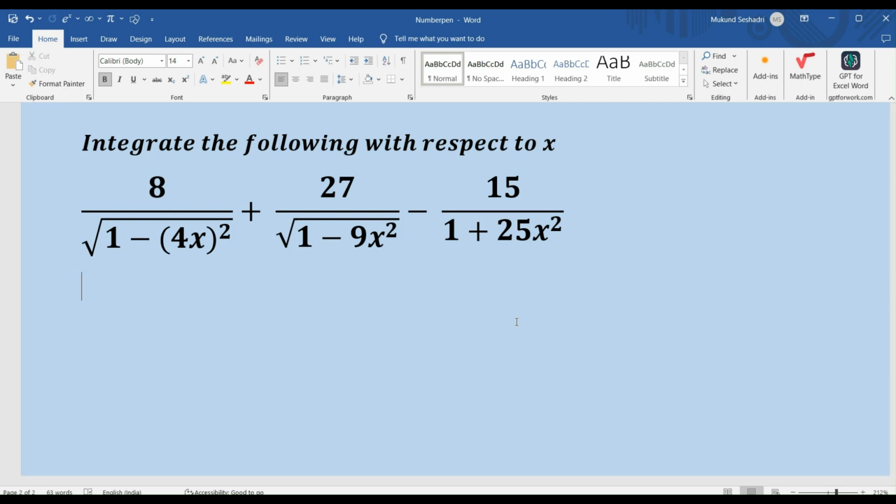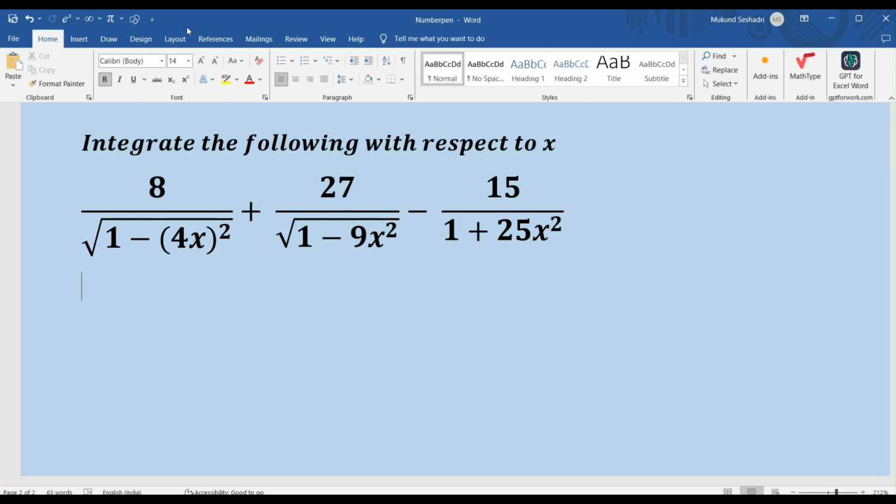So there we have the problem on the screen. Integrate the following with respect to x. We have 8 divided by square root of 1 minus (4x) the whole square, plus 27 divided by square root of 1 minus 9x squared, minus 15 divided by 1 plus 25x squared.